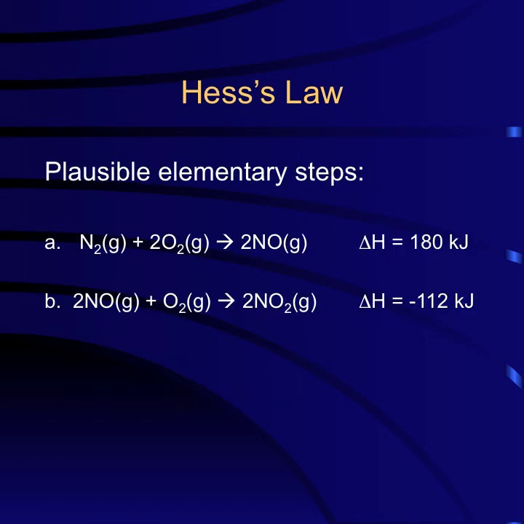Some plausible elementary steps for that particular reaction are that we can have a mole of N2 gas react with 2 moles of O2 gas to make 2 moles of nitrogen monoxide gas. I've given you the delta H for that reaction as 180 kilojoules. Every time that reaction occurs, it absorbs 180 kilojoules. How did I know it absorbed it? Because it's a positive value. It means it's endothermic. And a second step is that 2 moles of nitrogen monoxide react with 1 mole of oxygen gas to make 2 moles of nitrogen dioxide. Its delta H is negative 112 kilojoules. That means it's exothermic, or it spits out 112 kilojoules every time that process occurs. How do I know it's exothermic? It's because it's negative.